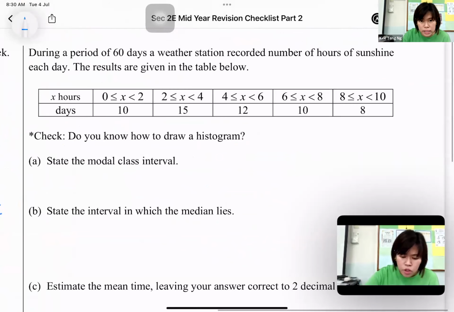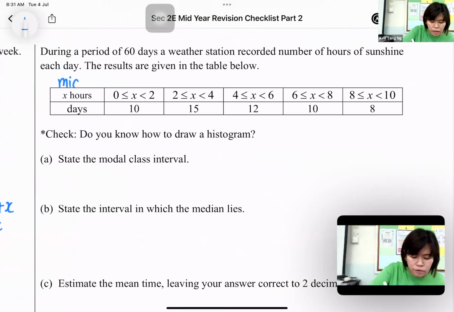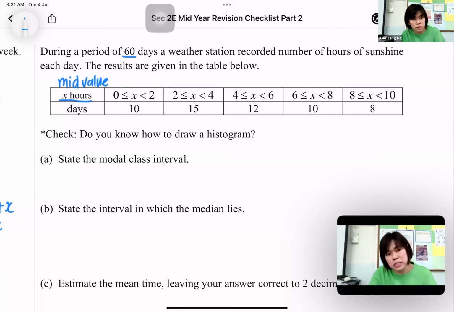Okay, next one over here. During a period, now this one is a frequency table with intervals. So when we have intervals, sometimes it's difficult for us to calculate the mean. So if we want to calculate the mean, we need to find something called our mean value, or the class mark, the number that represents the class itself. Right, but before we begin, let's read the question. So I have a period of 60 days. That means my total frequency will be 60, and the number of hours of sunshine. So my data that I'm collecting is the hours of sunshine.